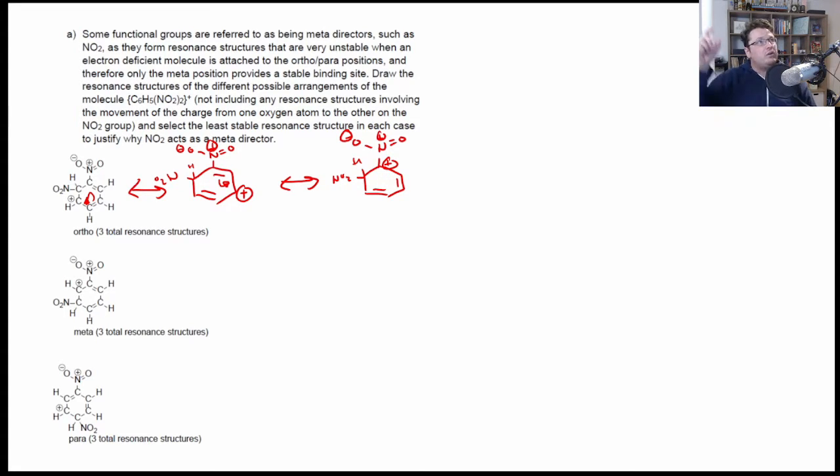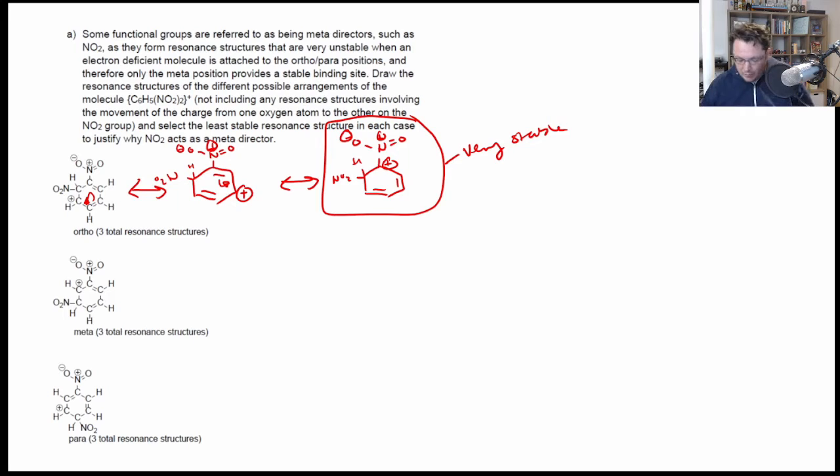Now, one thing to notice, because of the fact that the nitrogen that's part of the NO2 group has a formal positive charge, and then the carbon that's bound to it right next to it also has a positive charge, you have essentially two formal positive charges right next to each other. This is actually very, very unstable. This is not a stable interaction at all.